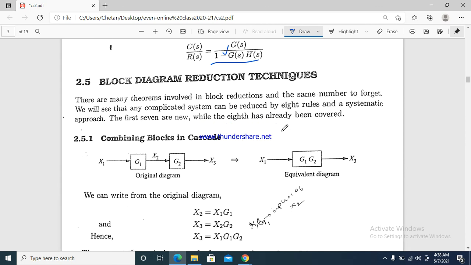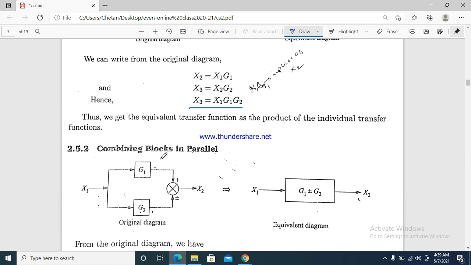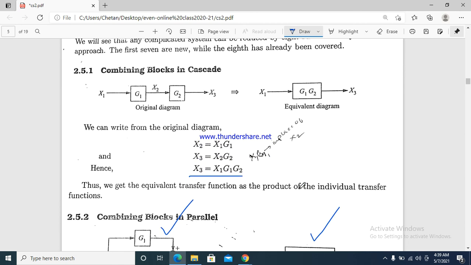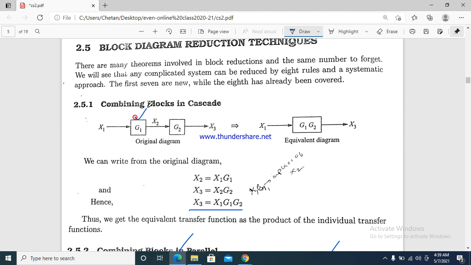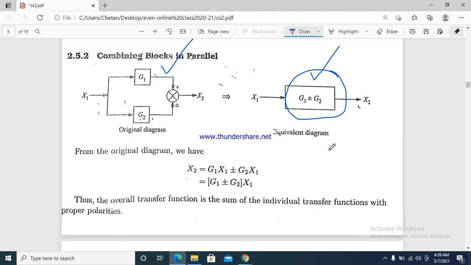Next we will go with the block diagram reduction technique. In this technique, we get x3 equal to this. If blocks are connected in parallel, we get the expression like this. Here blocks are connected in series, so we multiply the blocks like this. If it is parallel, we get the addition of the blocks like this.